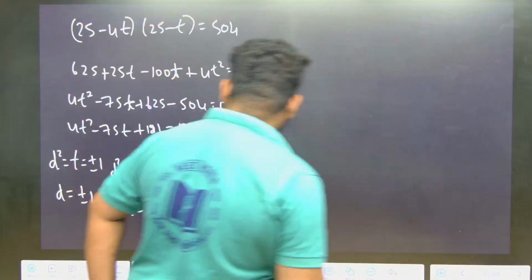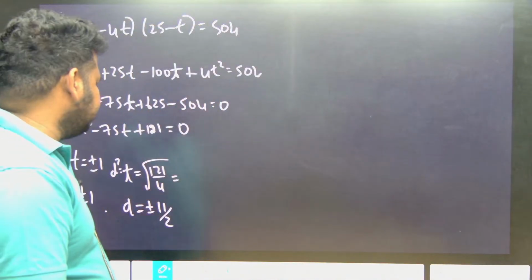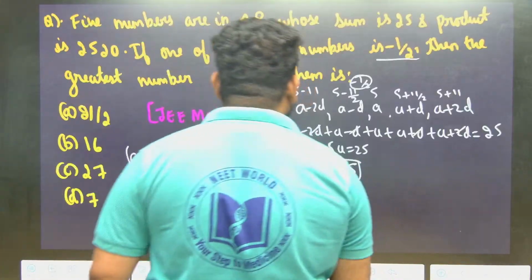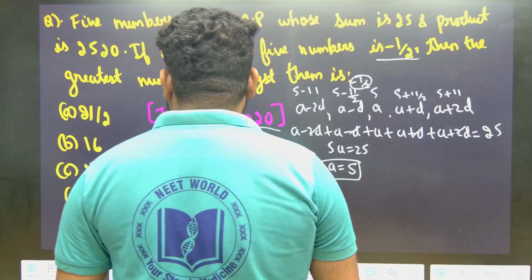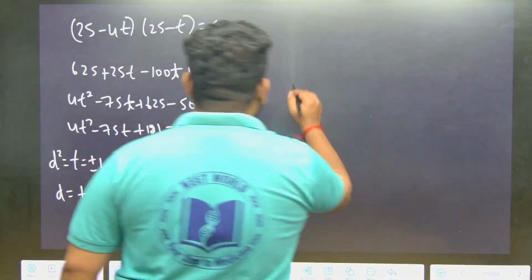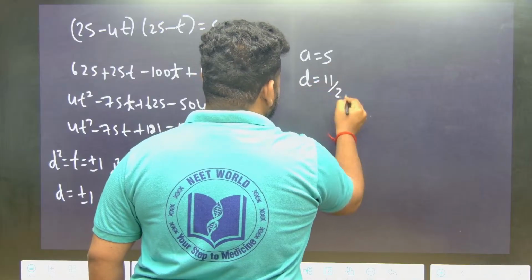For that to happen, I should take d is equal to plus or minus 11 by 2, or I can take 11 by 2. I will take d is equal to 11 by 2. Now I got the value of a is equal to 5 and d is equal to 11 by 2. So the greatest number among them is what?